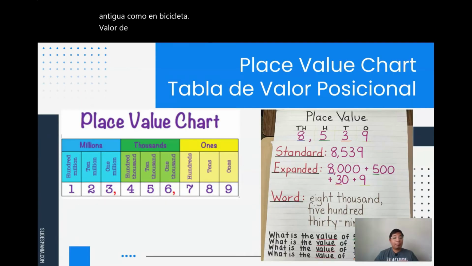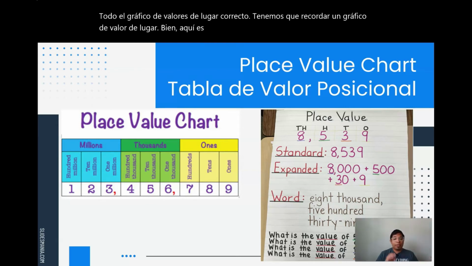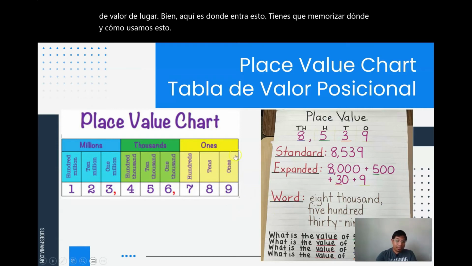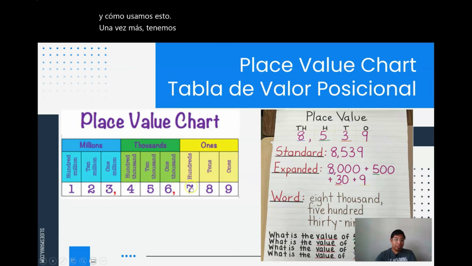Alright, place value chart. We have to remember our place value chart, okay? So this is where this comes in. You have to memorize where you use this and how we use this. Again, we have the ones, tens, hundreds, thousands, ten thousands, hundred thousands, one million, ten million, hundred million.